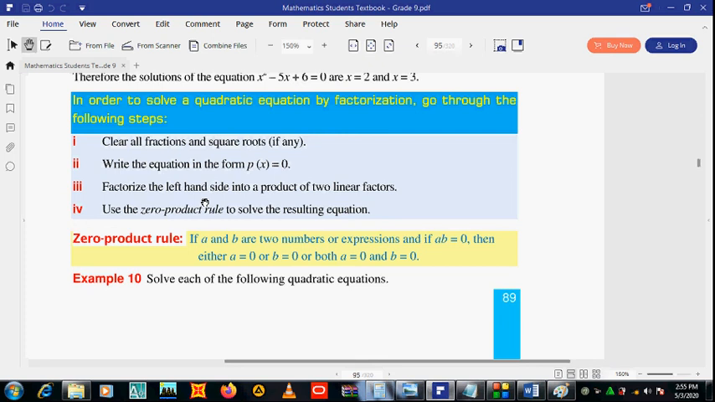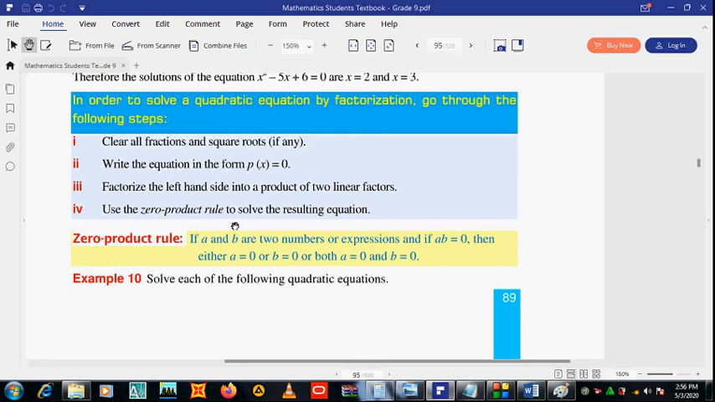Step 3, factorize the left hand side into a product of two linear factors. As you learned before, on the left side we describe the expression using the numbers whose sum is b and whose product is ac.